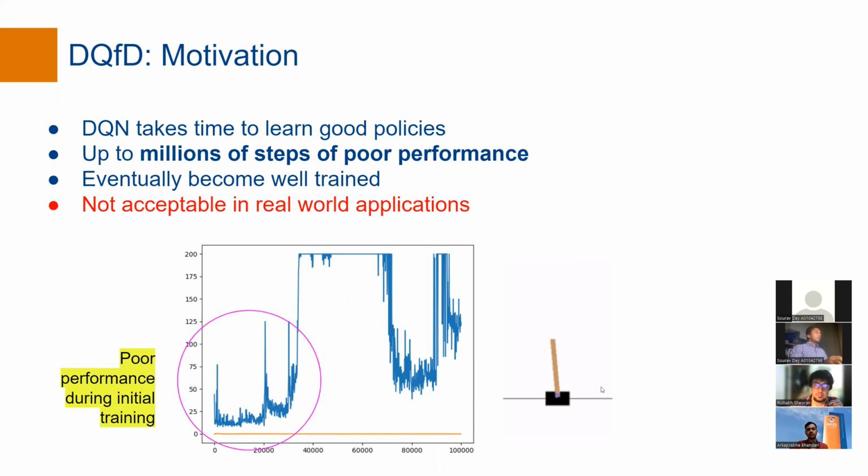This is on a CartPole environment, where we assume that 200 is considered to be a fully working implementation, a fully trained example. So you can see that there is poor performance even up until the point where it gets fully trained. This is where DQfD comes in.